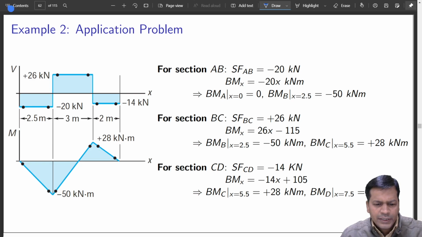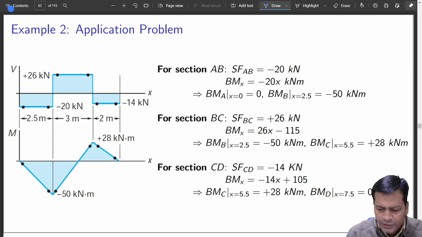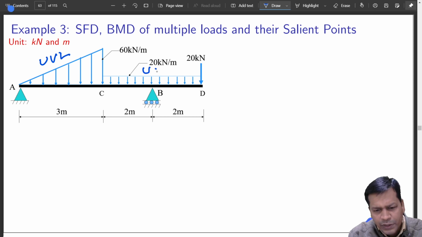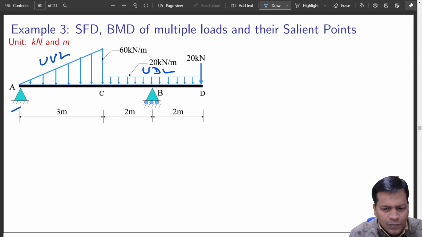So you have already seen till here, that is concentrated load. So today we'll do a problem which is a mixed problem, when you have uniformly varying load and uniformly distributed load, both are there between two points.